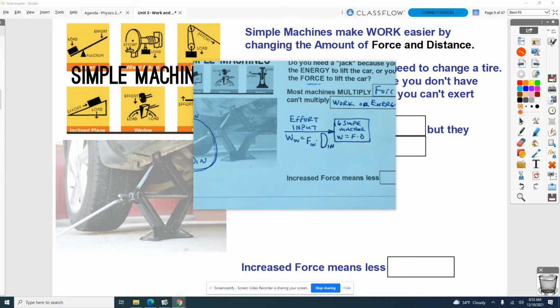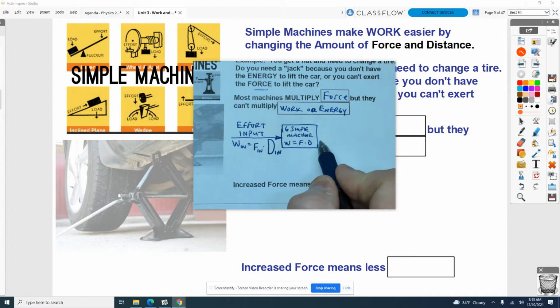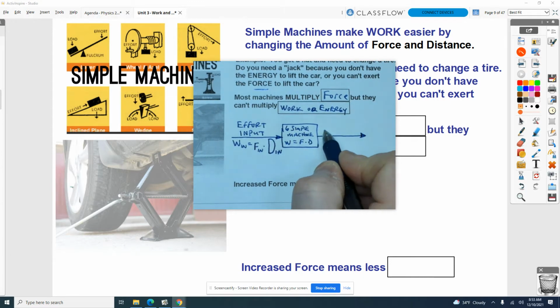Now, what the machine does is it takes that work that we do and it changes the amount of force. Put this on as an output now. And so we would say this is the output work, sometimes called the resistance.